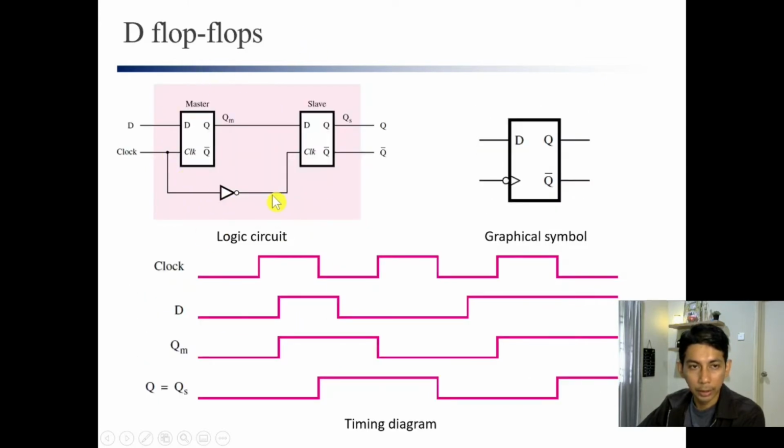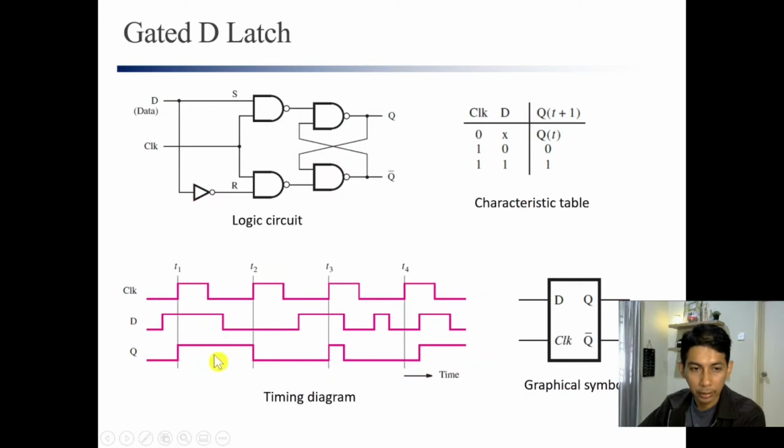So the flip-flop is sensitive to the clock edge, rather than sensitive to the clock level. For example, a latch: whenever the clock is active, you need to follow the input. You will see here, when the input goes down, Q also goes down immediately, because in this area the clock is active.